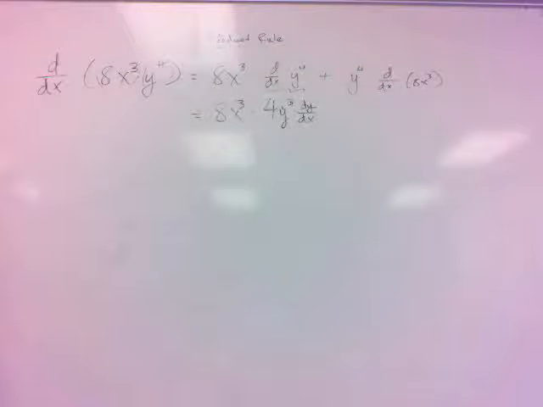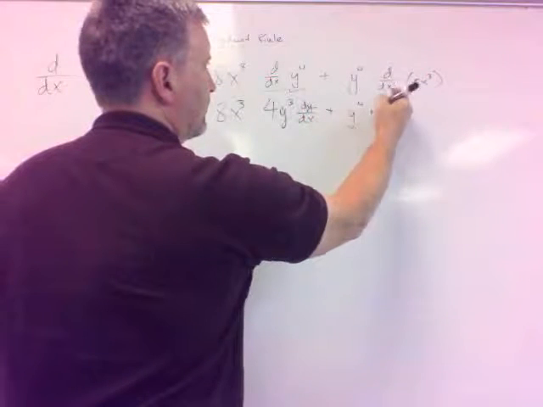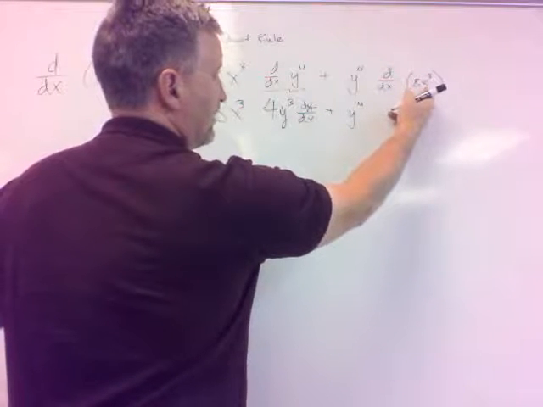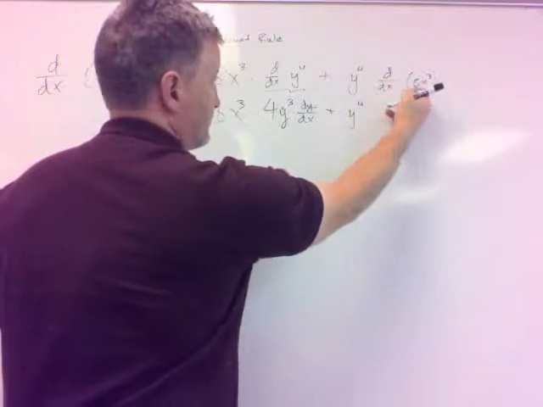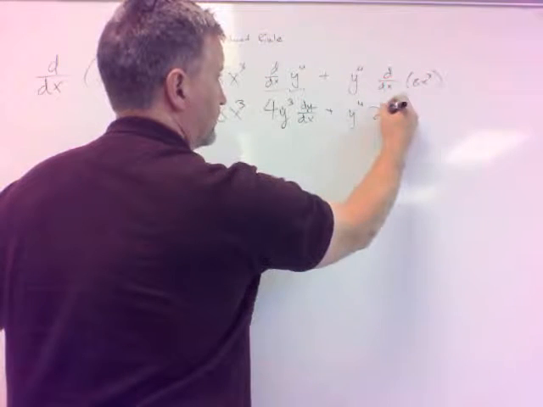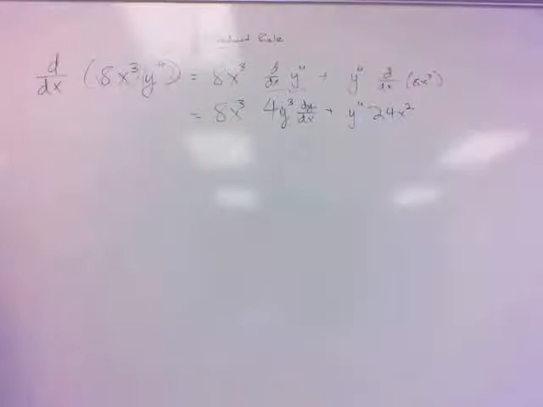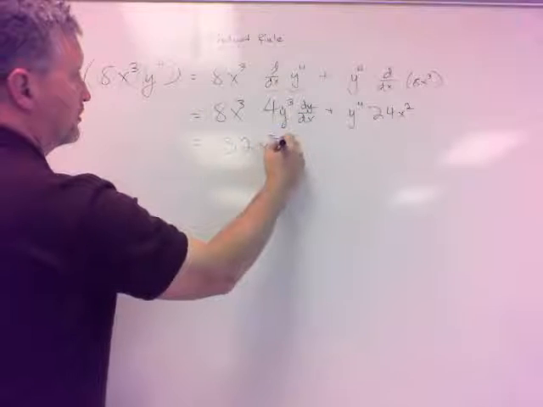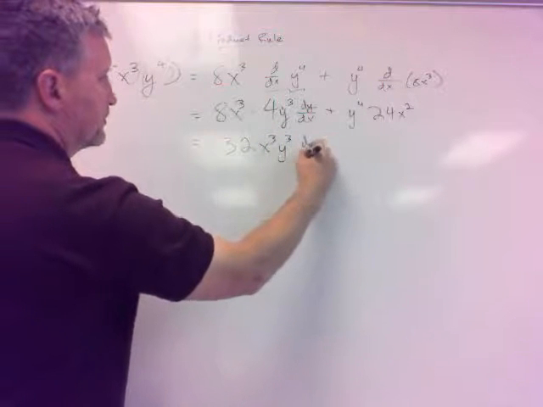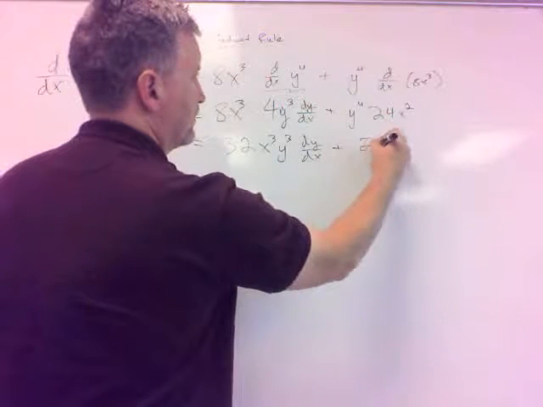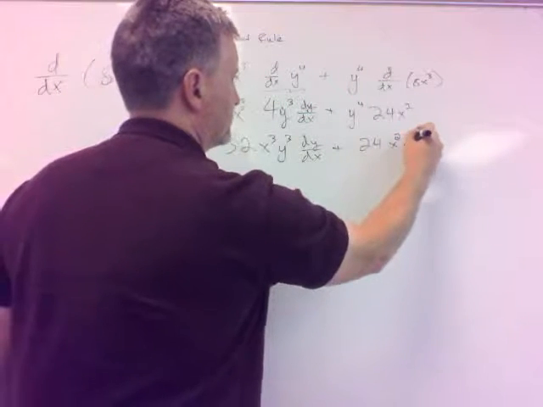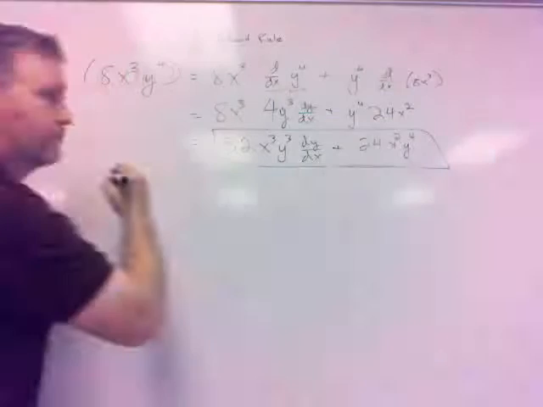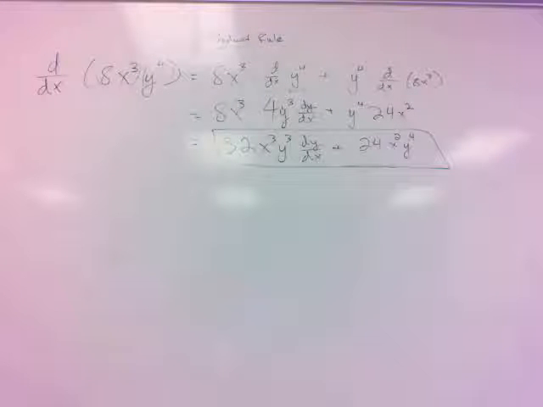With me okay? Then over here I'll have y to the 4th times the d dx of 8x cubed. Now that's just an x expression, doing the derivative with respect to x, so that one's just straightforward, 24x squared. So clean that up: 32x cubed y cubed dy dx, and then 24 x squared y to the 4th. Question or concern? Does that make sense? Is this okay?